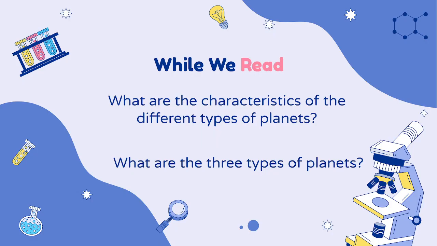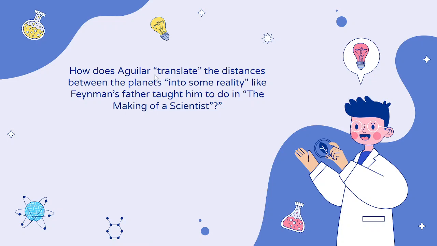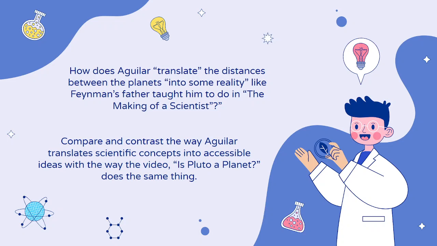So, all of that being said, how did Aguilar translate the distances between the planets into some reality, like Feynman's father taught him to do in The Making of a Scientist? Well, Feynman's father, with the dinosaur example, compared the Tyrannosaurus rex to the house. He compared that dinosaur, the unknown object, to something that Feynman understood, like his house. In the 13 Planets book, Aguilar decided to compare something unknown, like the distances between the planets, to something we did know, school buses and football fields.